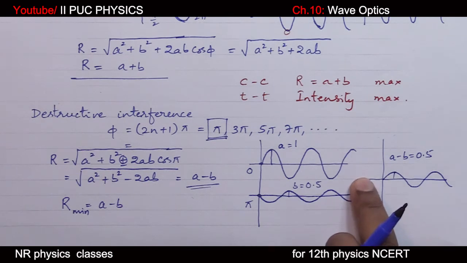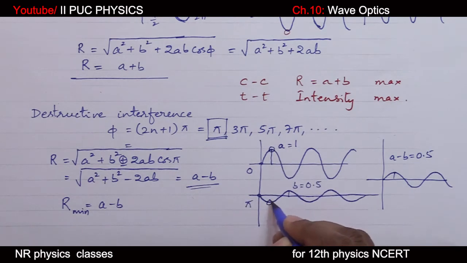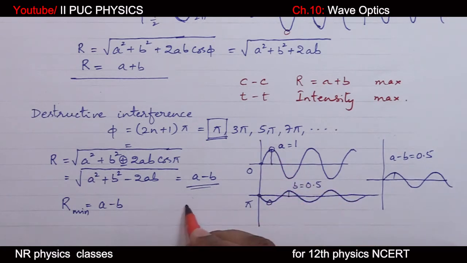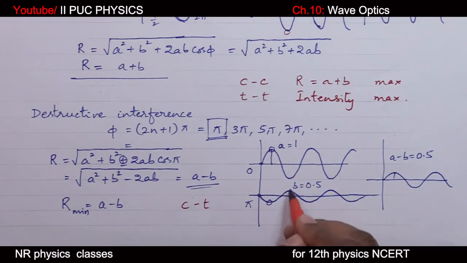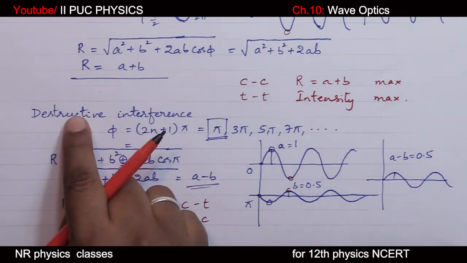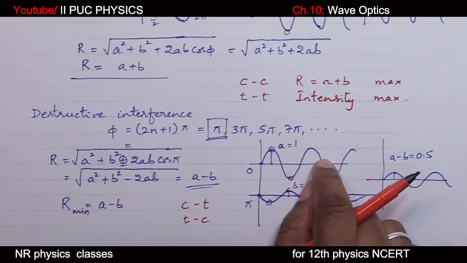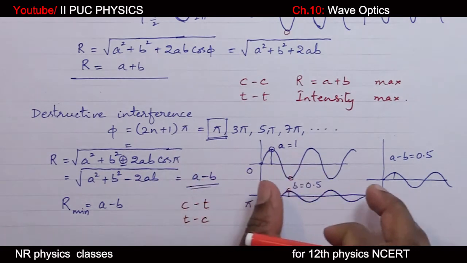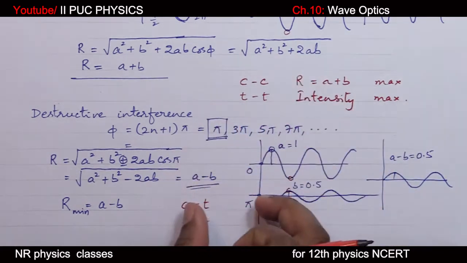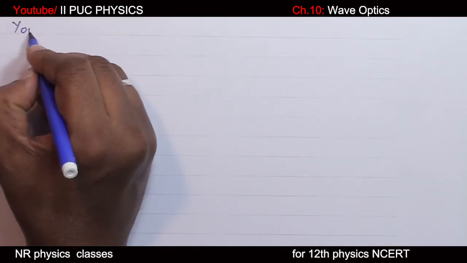Now, how to visualize this? This is crest. This is trough. Crest on trough. Trough on crest. Crest on trough or trough on crest results in destructive interference. Crest on crest, trough on trough results in constructive interference. These two are important points to understand the next topic. Please do remember. Now, Young's experiment.